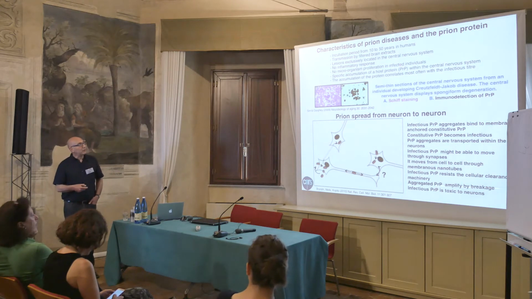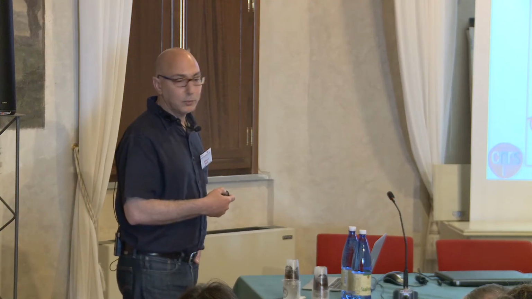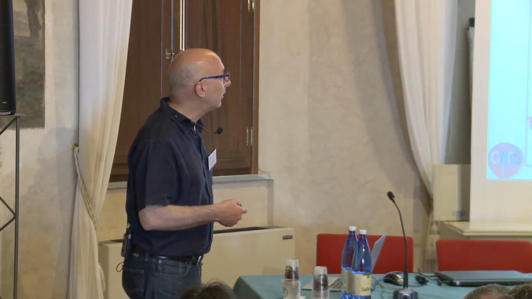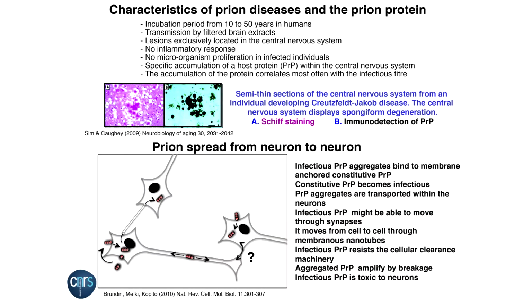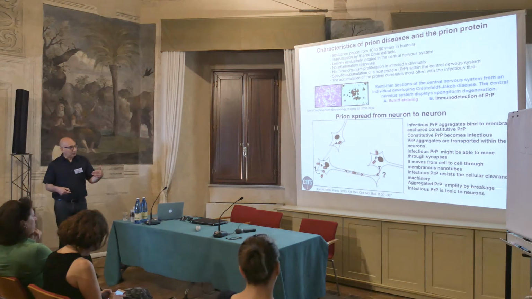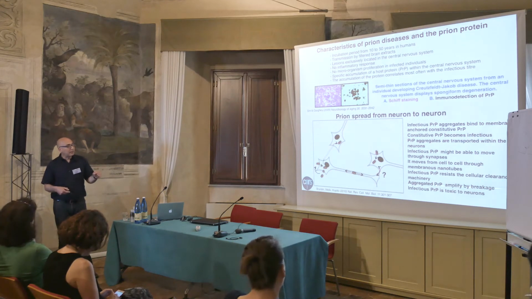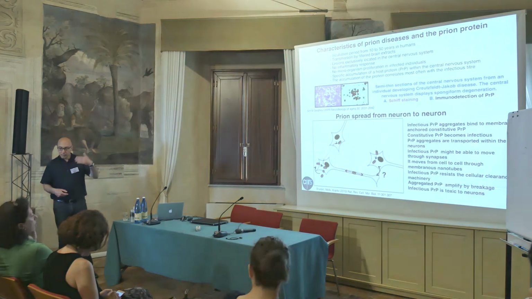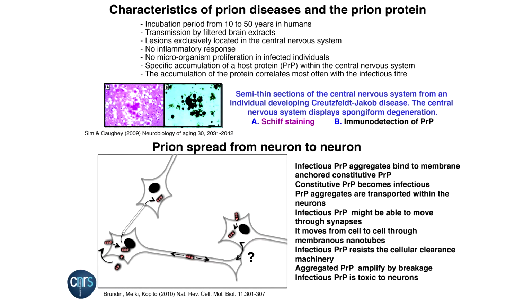And usually the amount of accumulated protein correlates with the infectious titer. What we know about the PrP is that it binds to cells, it gets internalized, it transforms the constitutive protein into an aggregated form. It propagates in the neuron, it moves in the axon, for example. It propagates between neurons probably through the synapses, but also through tunneling nanotubes. And there is a process of amplification, breakage of the fibril, etc.